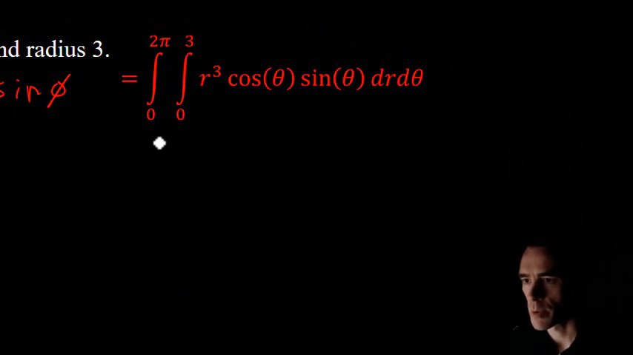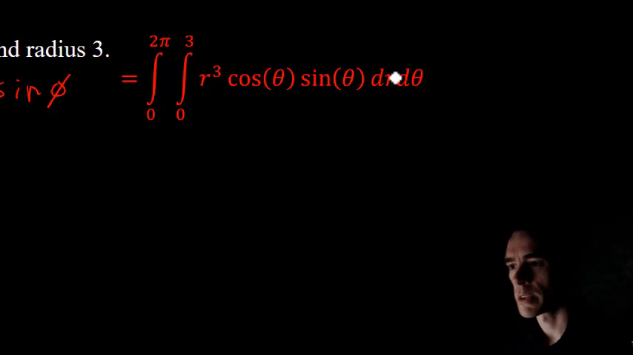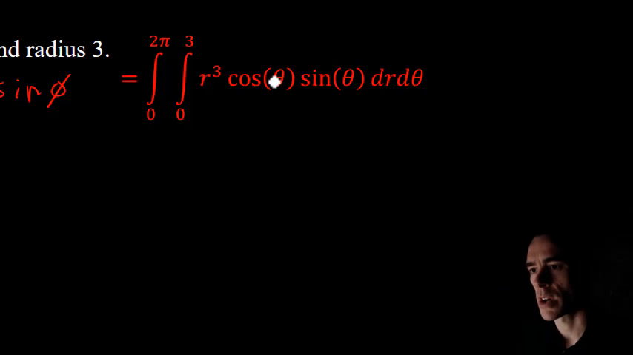And this is what we got. We got the integral of r cubed cosine theta sine theta dr d theta, integrating from 0 to 3 in r and integrating from 0 to 2 pi in theta. You notice that our first differential here is dr, so we're going to integrate with respect to r first, so our cosine theta sine theta terms are just going to be like constants for this first integral, and we're just going to have to focus on this r cubed, which is pretty simple to integrate, right?